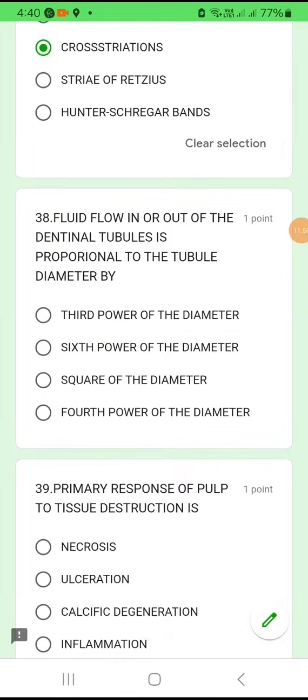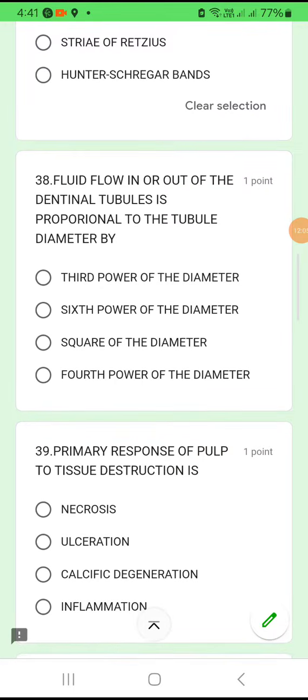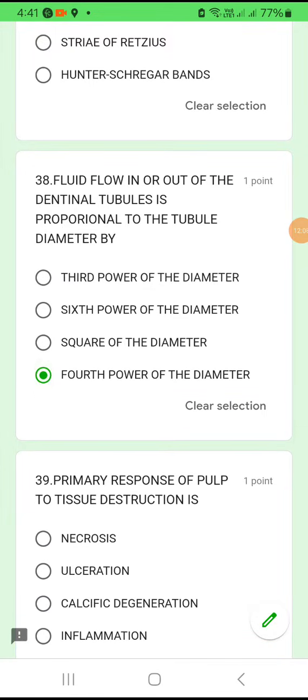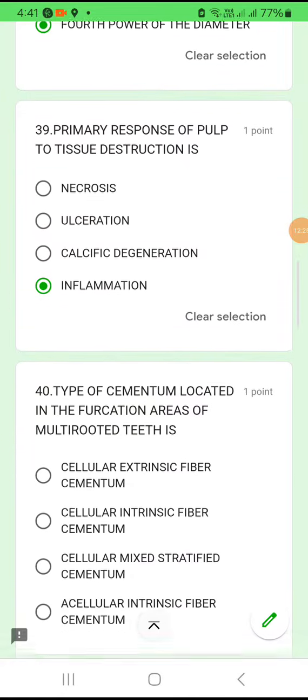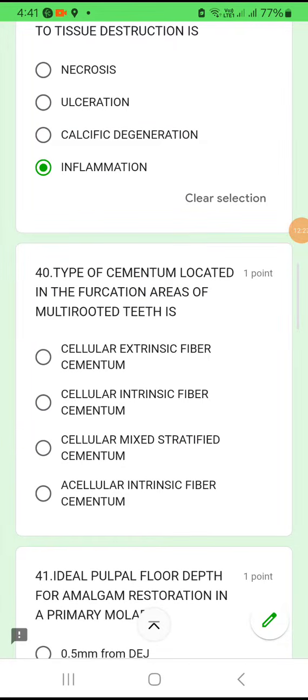Question number 38. Fluid flow in or out of the dental tubule is proportional to the tubule diameter. To what diameter? Okay, so it is proportional to the 4th power of the diameter of the tubule. Okay, question number 39. Primary response of pulp to the tissue destruction is necrosis, ulceration, calcific degeneration or inflammation. So the primary response of a pulp to the tissue destruction is always inflammation first. So option 4.